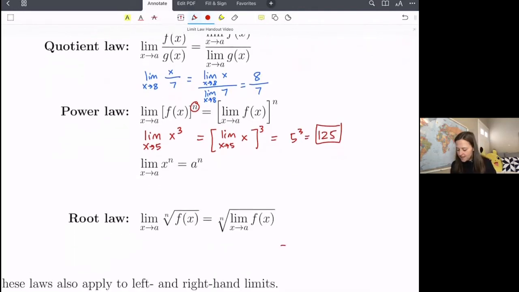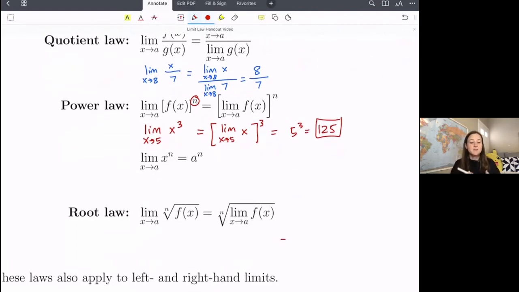And the last one on the handout is the root law that says if we have some kind of radical, radicals are really exponents in disguise. And so if we had, for example, the limit as x approaches 9 of the square root of x, this root law says I can just pull that radical outside the limit, suck the limit inside the square root. I know the limit as x approaches 9 of x is 9, so this is just the square root of 9. And we get 3.